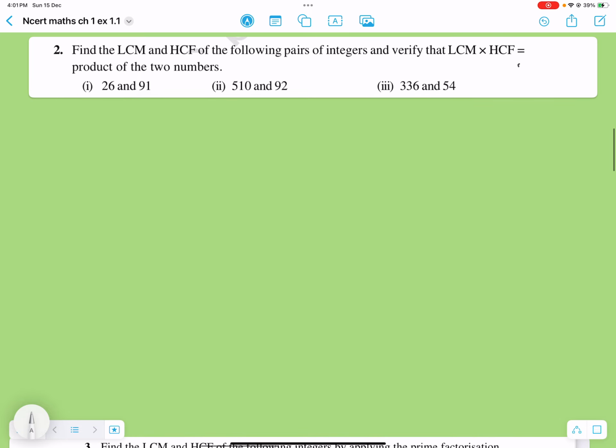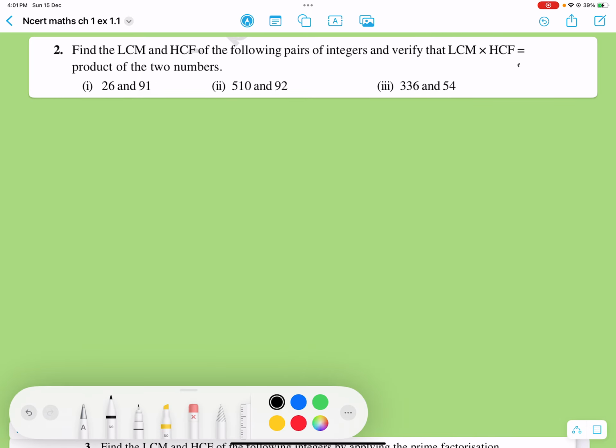Okay. So children, what does the second question say? Find the LCM and HCF of the following pairs of integers and verify that LCM times HCF equals the product of the two given numbers. And we have already studied that for two numbers, the product of LCM and HCF of those two numbers equals the product of the numbers itself. It is just asking us to verify that, but before that we need to find the LCM and HCF.